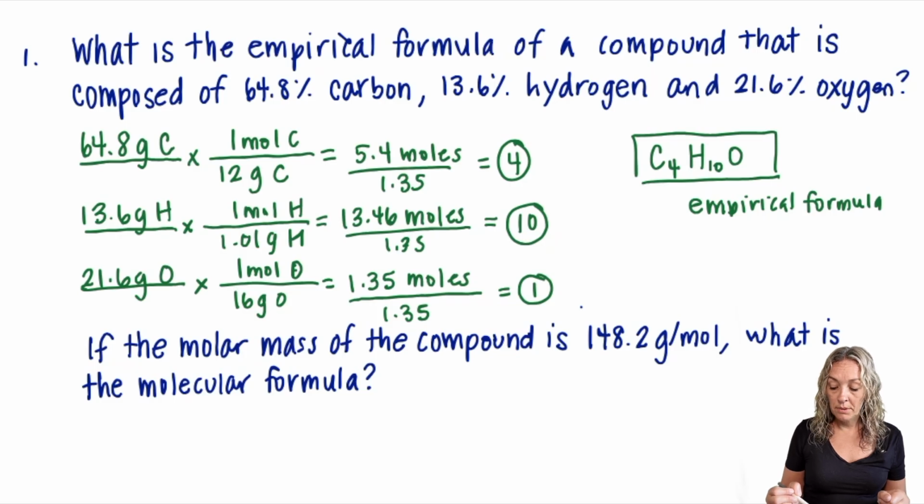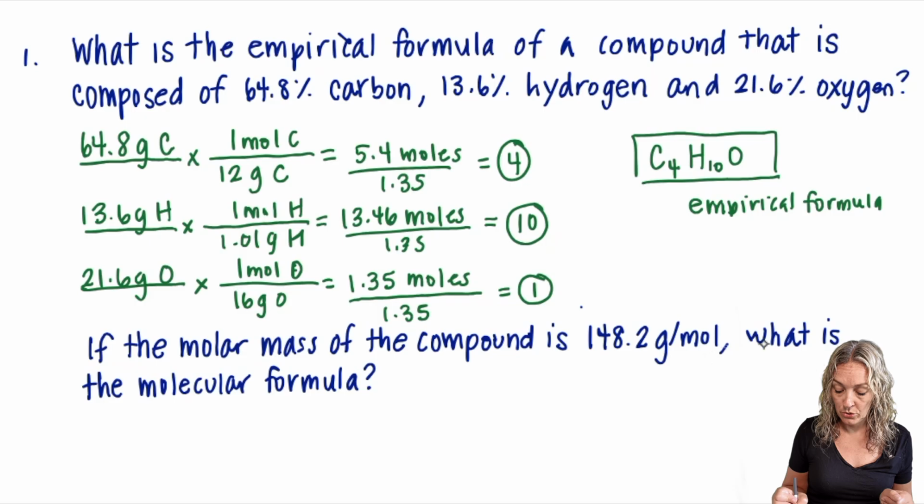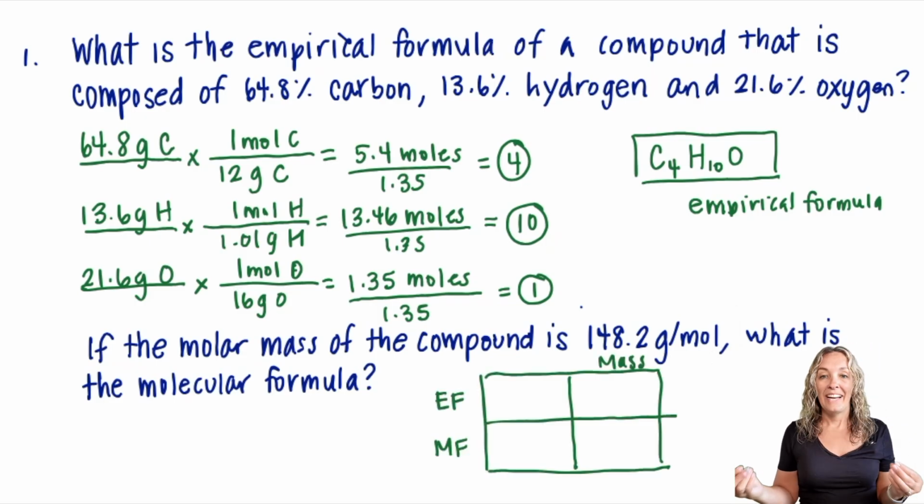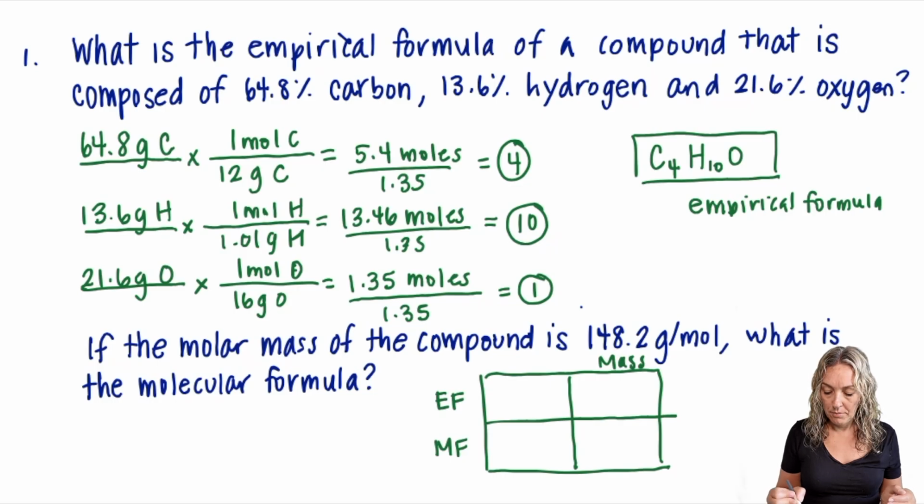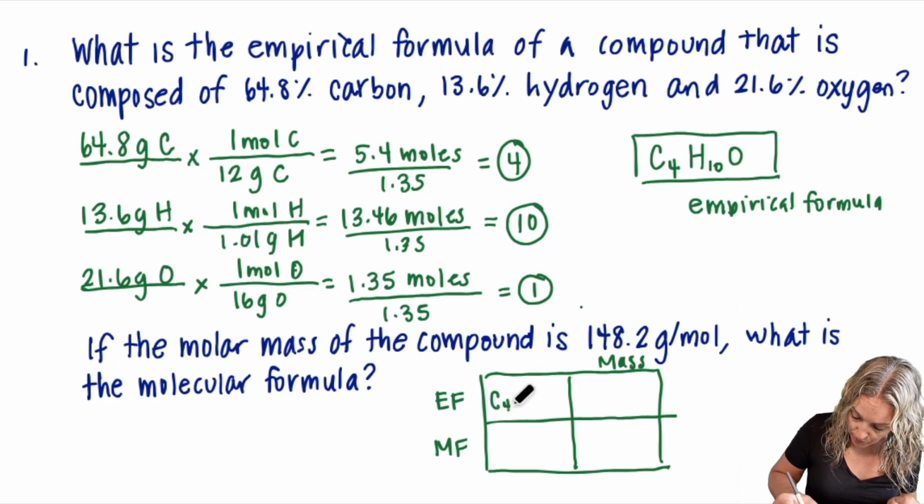So in order to find the molecular formula, we can use the molar mass. It tells us that the molar mass of this compound is 148.2 grams per mole, and it wants to know what is the molecular formula. All right, I like to set up a little grid here to help me organize my information. The EF stands for the empirical formula. I'm going to write in the empirical formula that I found from above, C4H10O.